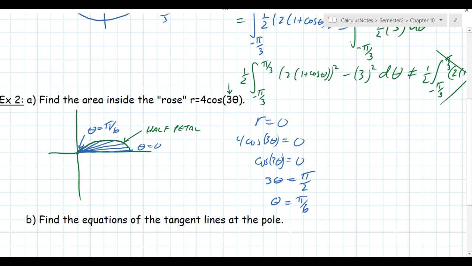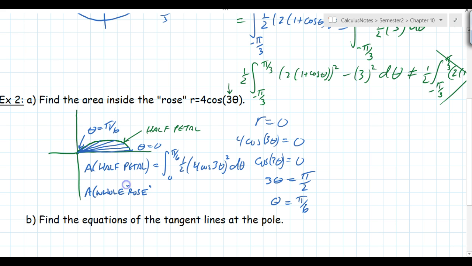Okay, so now I can find the area of the half petal by doing the integral from 0 to pi over 6, 1/2 r squared d theta, which means the area of the whole rose is 6 times that.